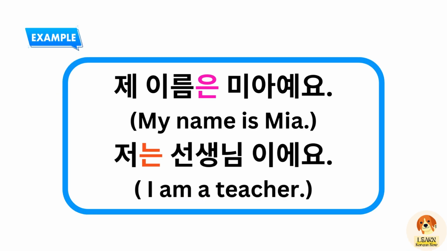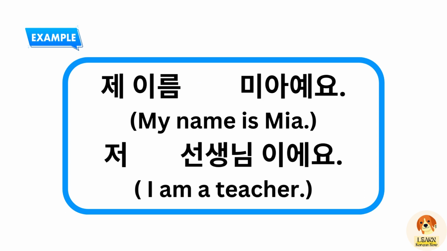For example, 제 이름은 미아예요. My name is Mia. 저는 선생님이에요. I'm a teacher. Notice that 은 is used after 이름, which means name, and 는 is used after 저, which means I, indicating the subject of the sentence.